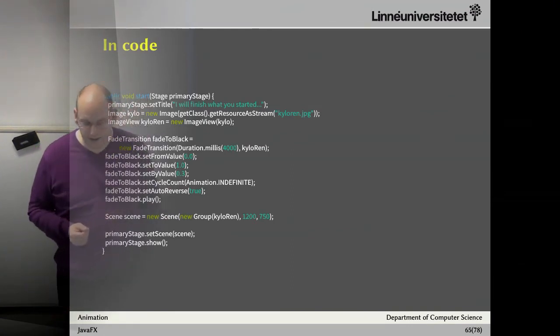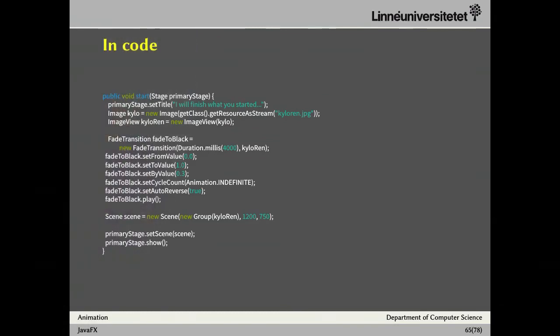In this example, we read an image, and you see we have fade transition, and we call it fade to black. It's a new fade transition, which will have a duration of 4,000 milliseconds, or 4 seconds. And it will work on Kylo Ren, which is an image view. More things that we set up is that we have from value 0.0, so invisible, to value 1.0. We don't have to have these. Well, I mean, we could stop at 0.5 if we like.